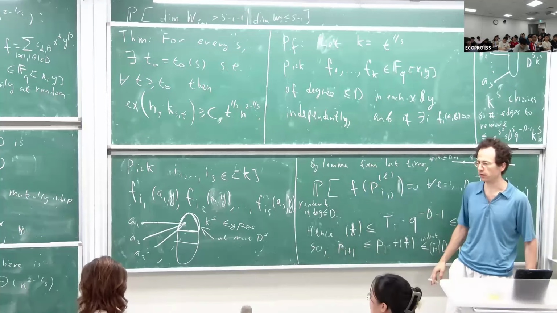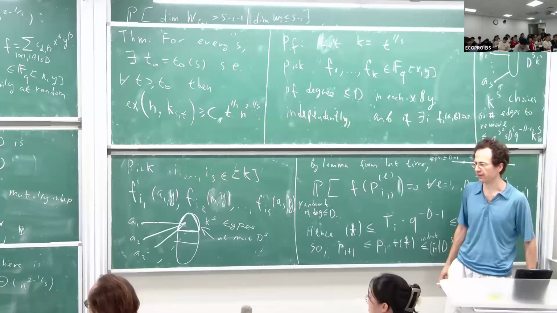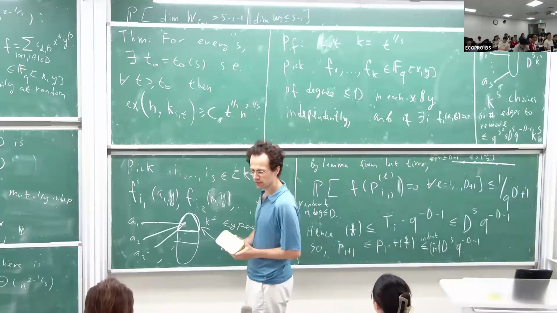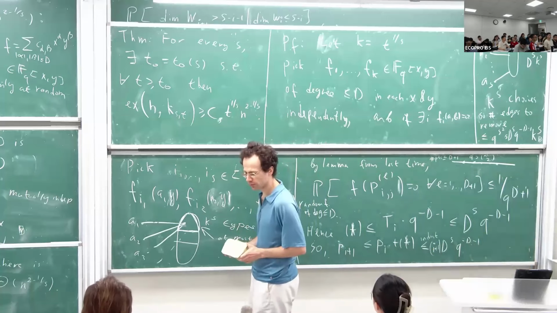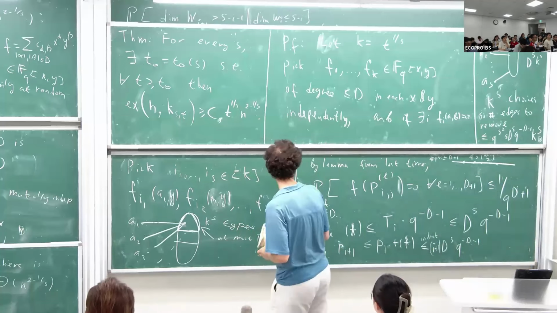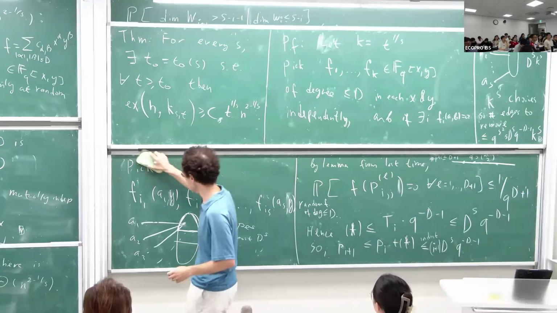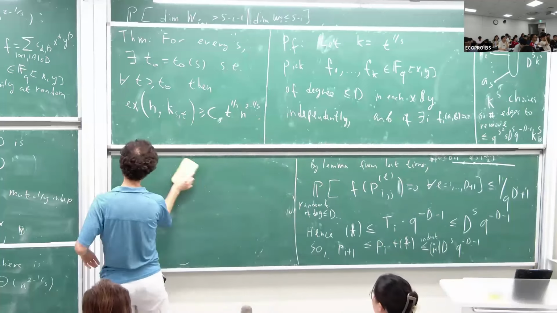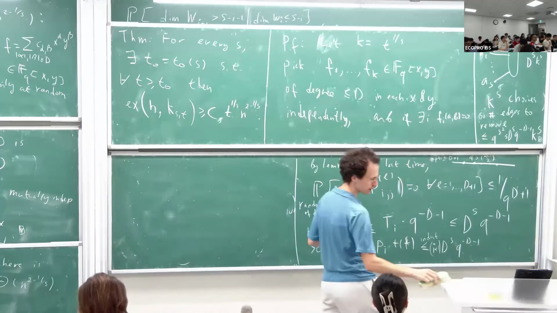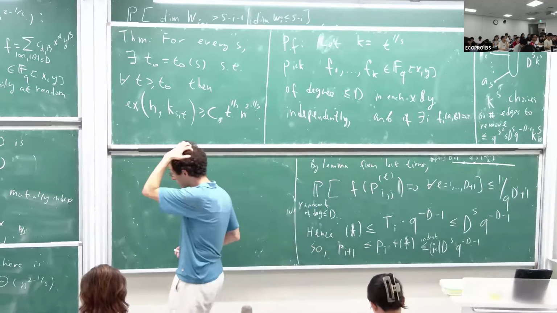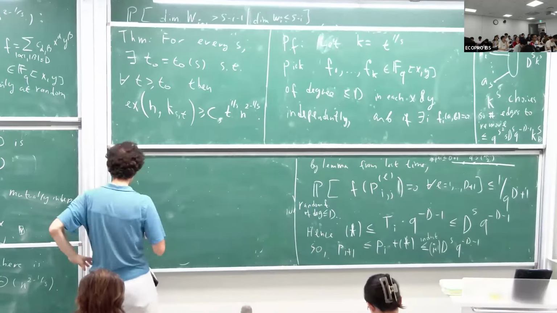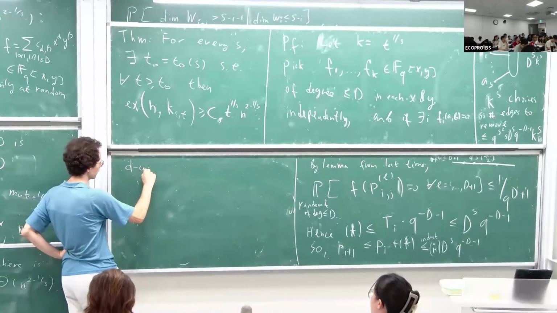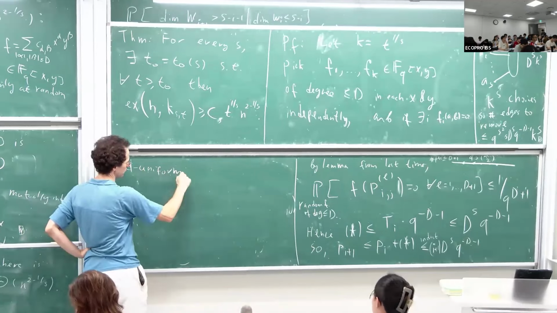Any other application? I was planning to do the box problem, so the extremal number for K2222. Let me advertise that application. So now we're talking about d-uniform hypergraphs rather than graphs.